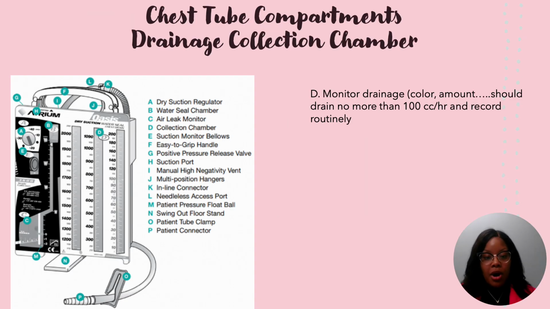All right, so the next compartment is compartment D. I circled it for you, and that's over here. That is your drainage collection chamber, and it does what it says it does: it drains. So your job as a nurse is to monitor the drainage. You want to look at the color, you want to look at the output, and you want to be aware that the patient should not have any more than 100 mLs of drainage per hour. So we want to keep up with the patient's output, okay?